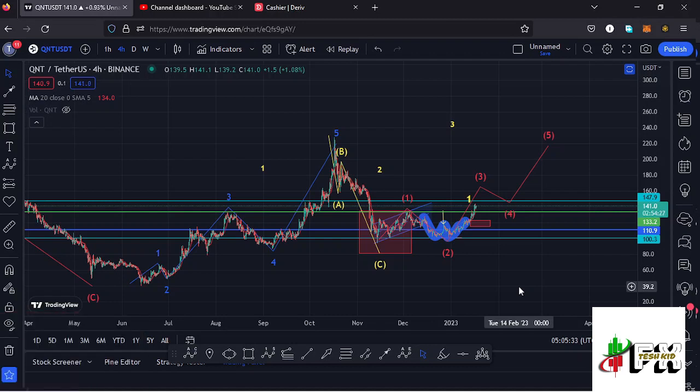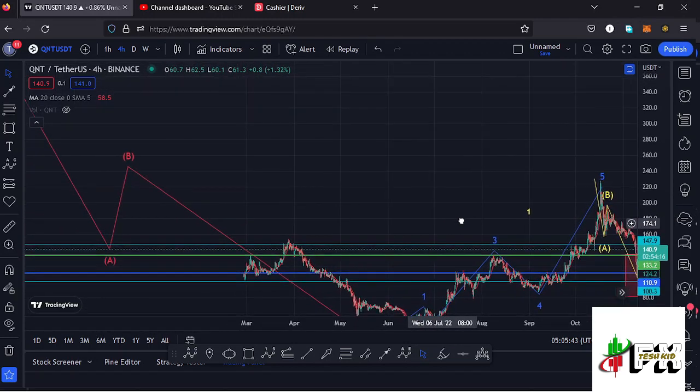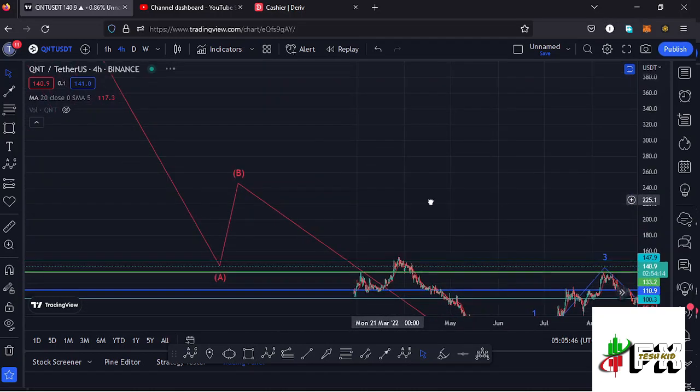At the time of this recording, Quant has continued to hold above a key area of support at around the $133.2 mark. Before I get into that, allow me to start the video by first giving you a recap of what has been happening here on the Quant chart.